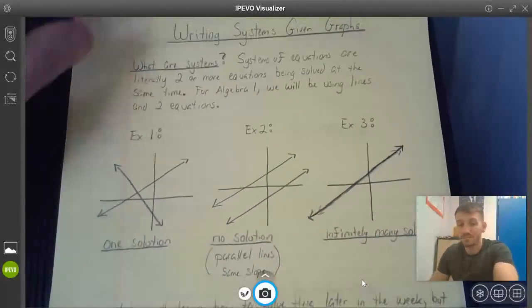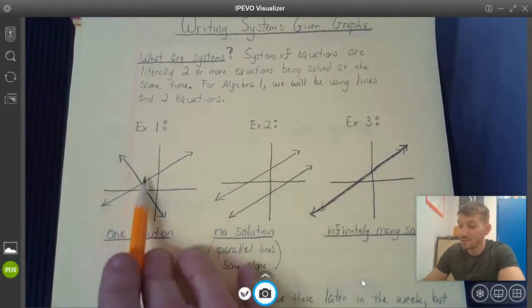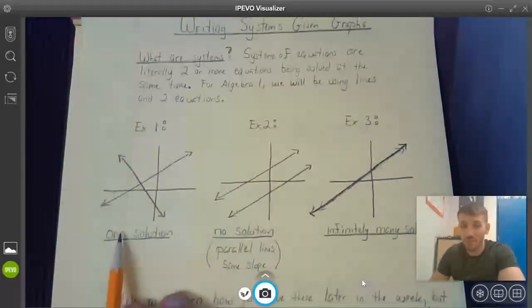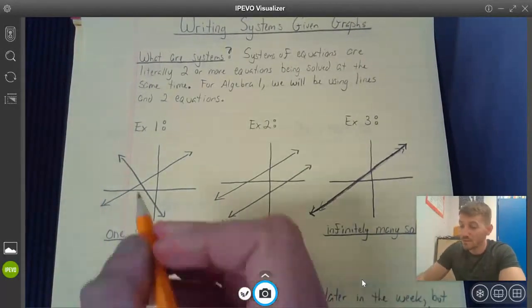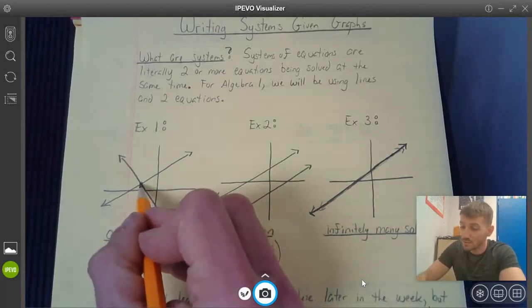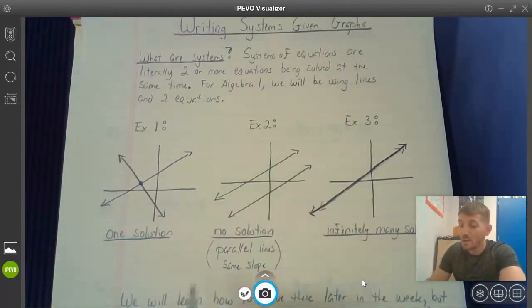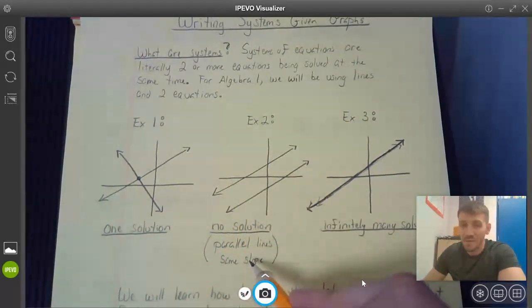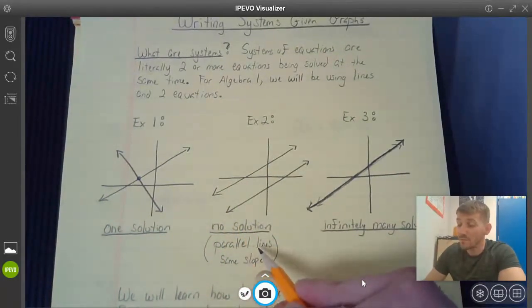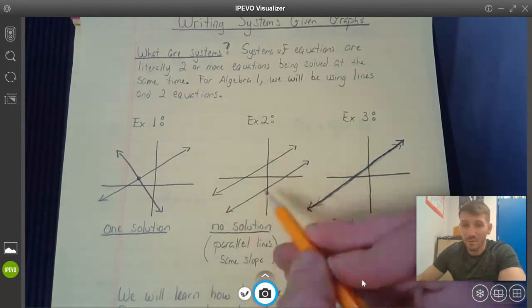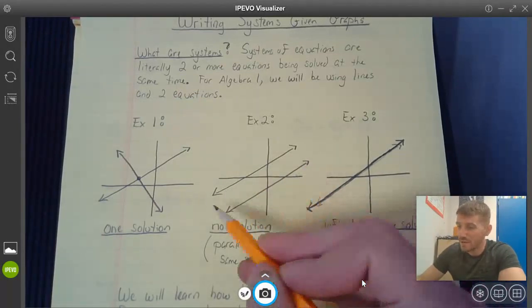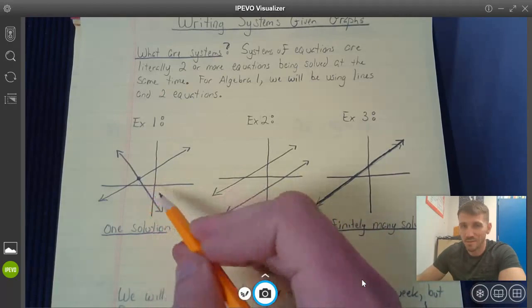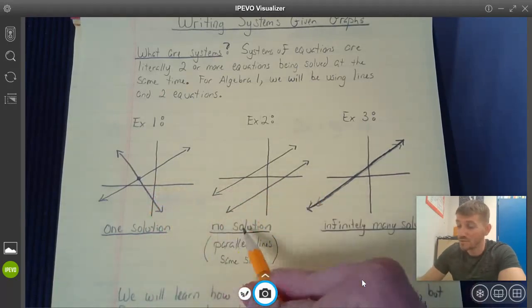They can either intersect. Two lines that intersect will only have one solution, and that solution is where they cross right there. Two lines that have the same slope, meaning that they're parallel lines, well, they will never ever cross. So they will not have one solution like this did. They will have no solutions because they will never ever intersect.